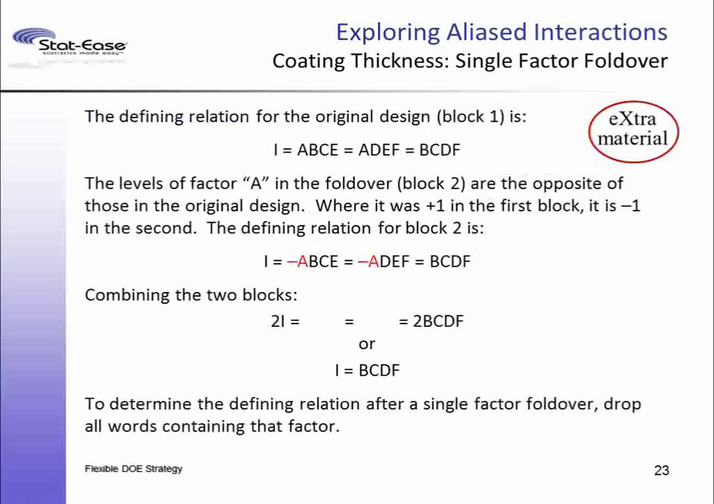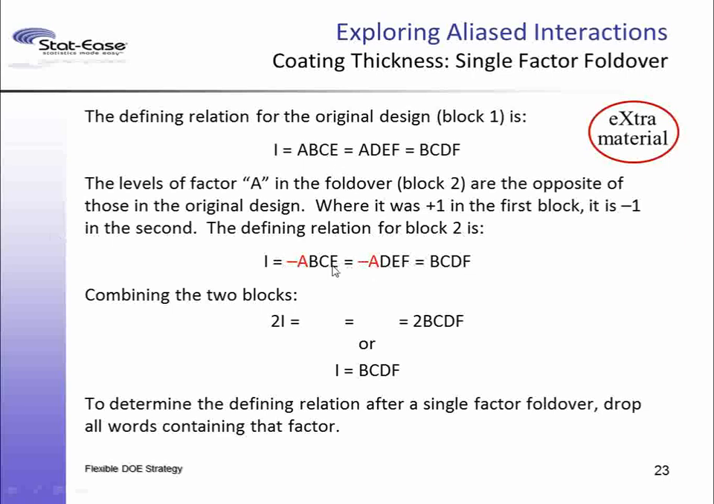All right, so back to some math. What are we doing here? The defining relation for the first 16 runs is the identity equals ABCE and ADEF and BCDF. So there are 3 words with 4 letters each. Again, that's a Resolution 4 design. When we fold over just a single factor, that's the only factor that becomes the opposite. So just folding over on factor A, in the second block, we're going to have a minus A. So the defining relation for block 2 is minus A BCE, minus A DEF, and BCDF.